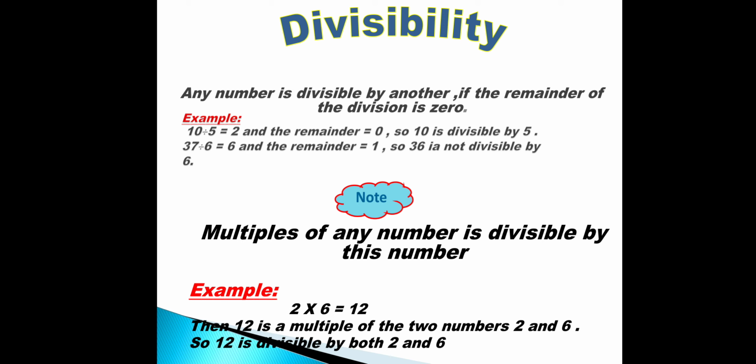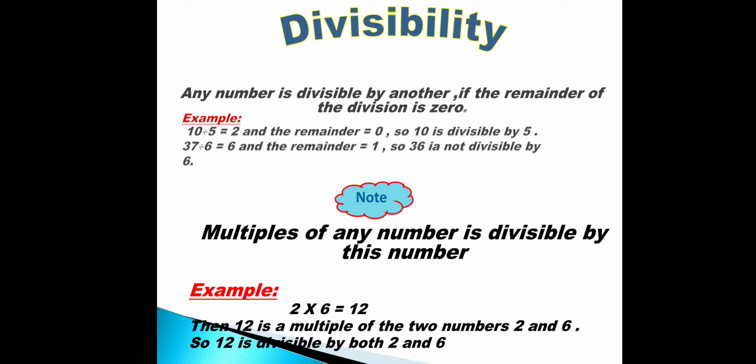37 divided by 6. 37 is not in the table of 6, but the nearest number to 37 is 36. 36 divided by 6 equals 6, and the remainder is 1. So 37 is not divisible by 6. Note: multiples of any number are divisible by this number.